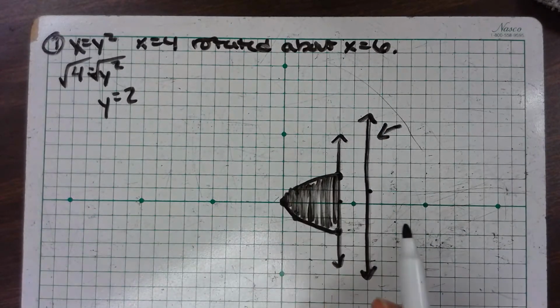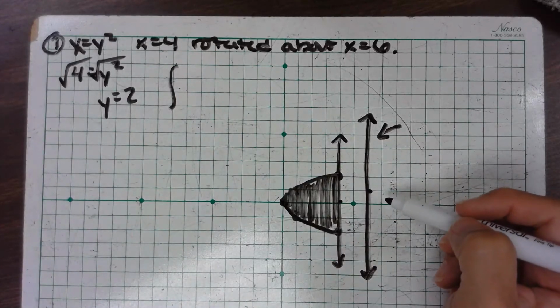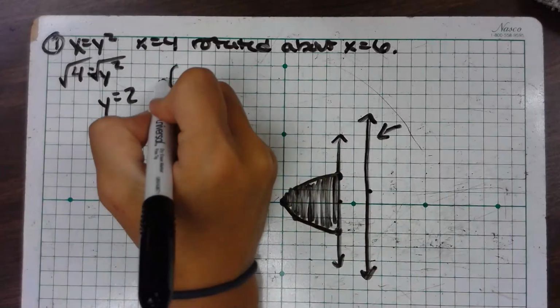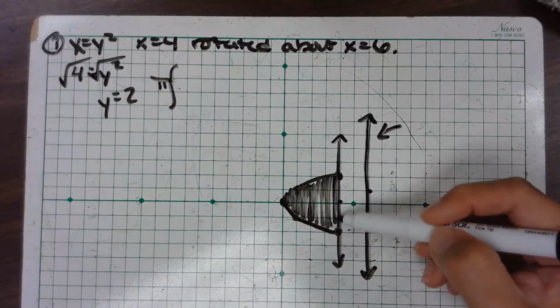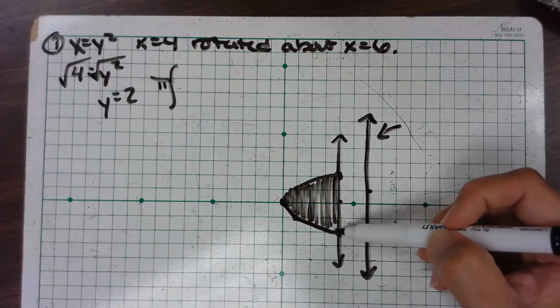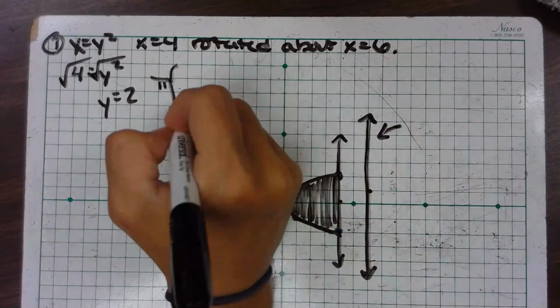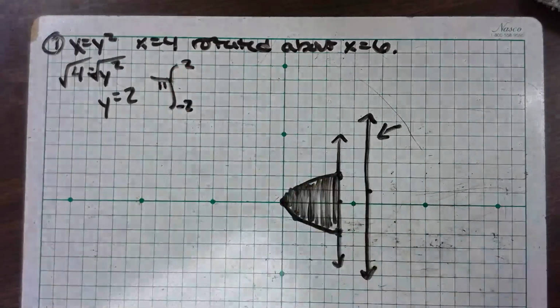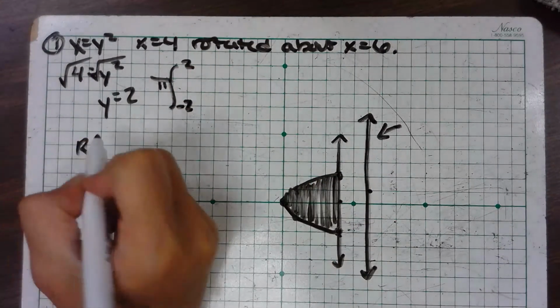Now, because it's parallel to the y-axis, all right, I need to put everything in terms of y. That also means that the bounds are from the y-axis as well. And if you notice, this y is -2 and this y is 2. So those are my bounds. Now I've got to figure out what big R and little r are.